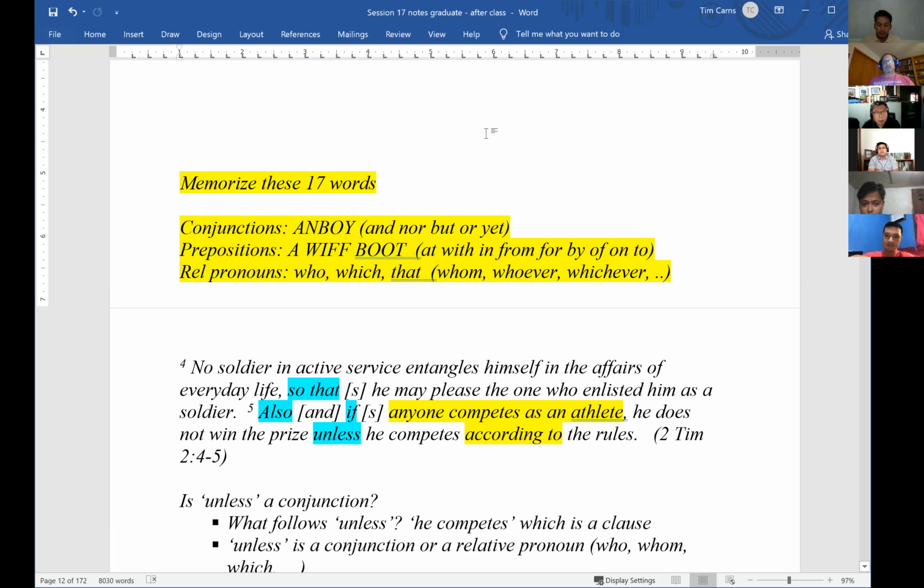So first, the conjunctions: and, nor, but, or, yet. For prepositions, I want you to memorize a "with boot": at, with, in, from, for, by, on, of, to. And then for relative pronouns, I want you to memorize who, which, and that. All right, and that's it.